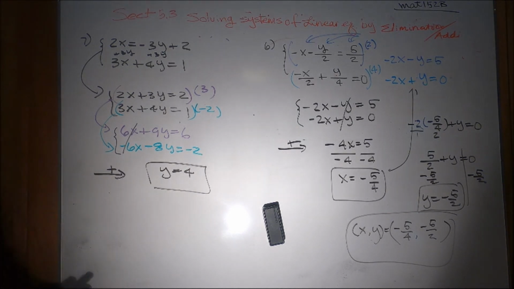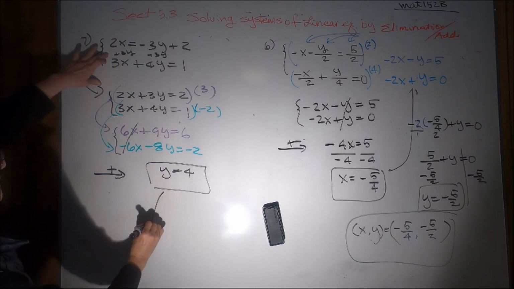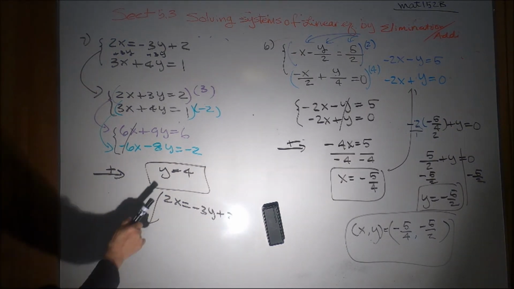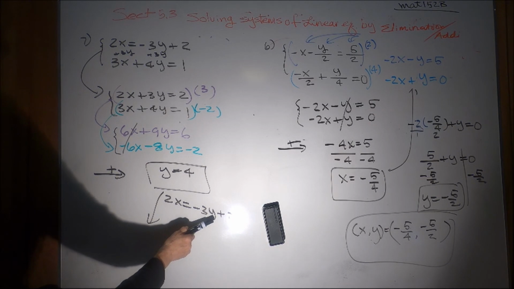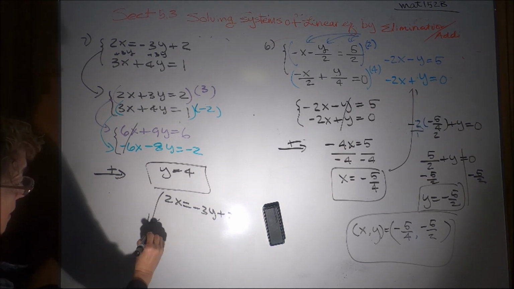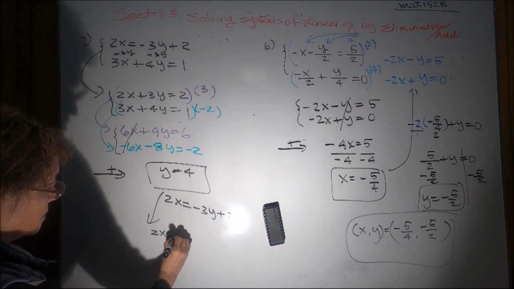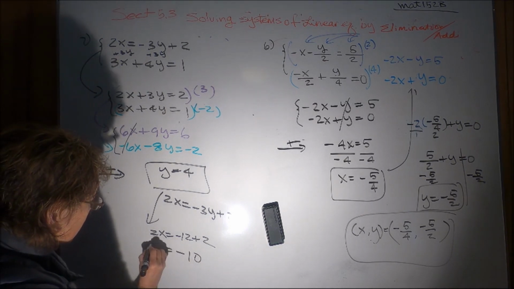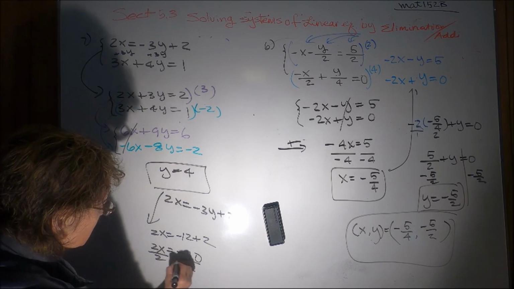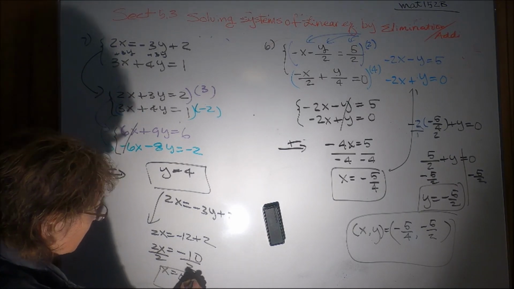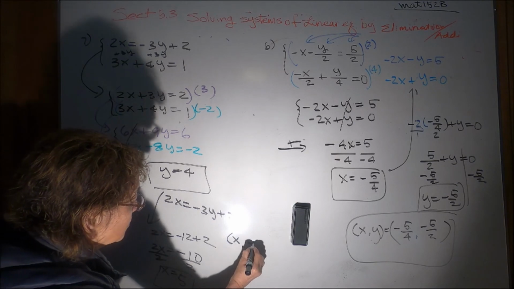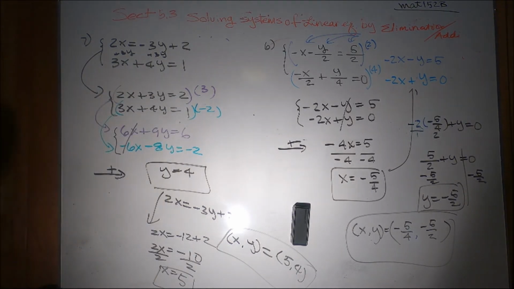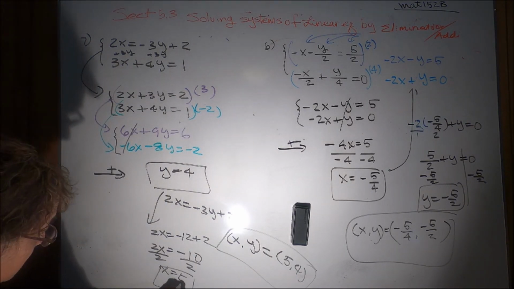Okay? Then I can just plug in any one of those, find the easy one to do. It looks like that one is easy. First one, I plug in y equals 4. 4 times 3 is 12. So 2x equals -12 plus 2, which is -10, right? Then you divide it by 2, x is -5. So your answer, the ordered pair, is -5 and 4. Oh, it should be negative.